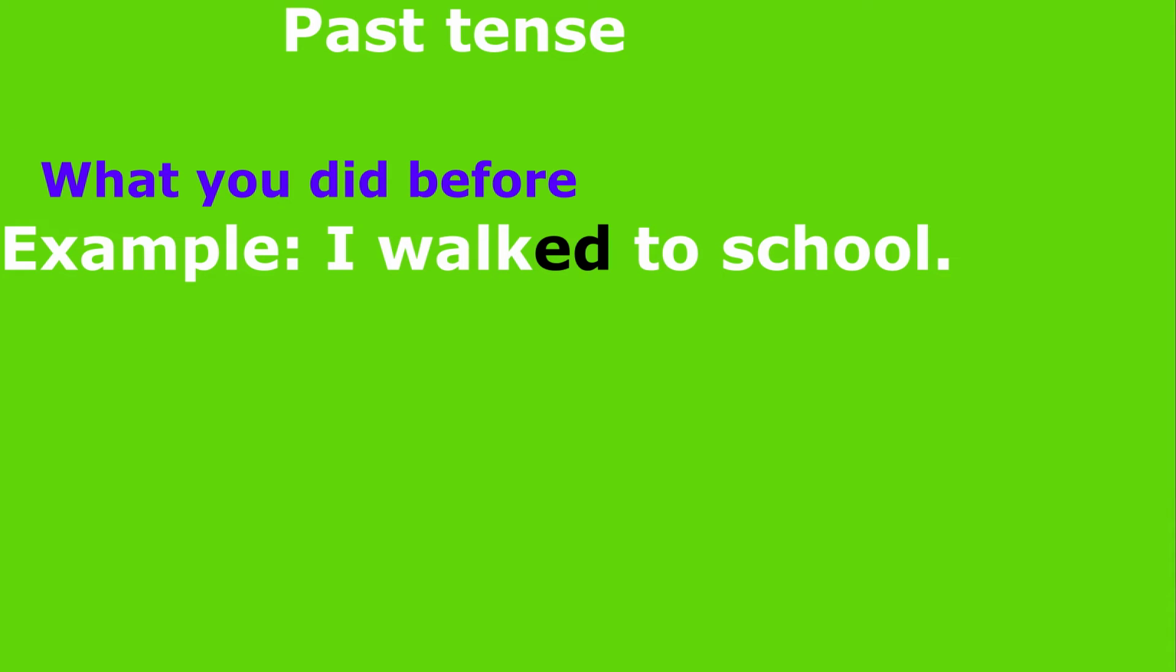So next, past tense. Just as I covered before, it's what happened before now. For example, I walked to school. For past tense, it's always "ed". If it's present tense, I walk. For past tense, it's I walked, and I'm sure some of you could at least guess it.